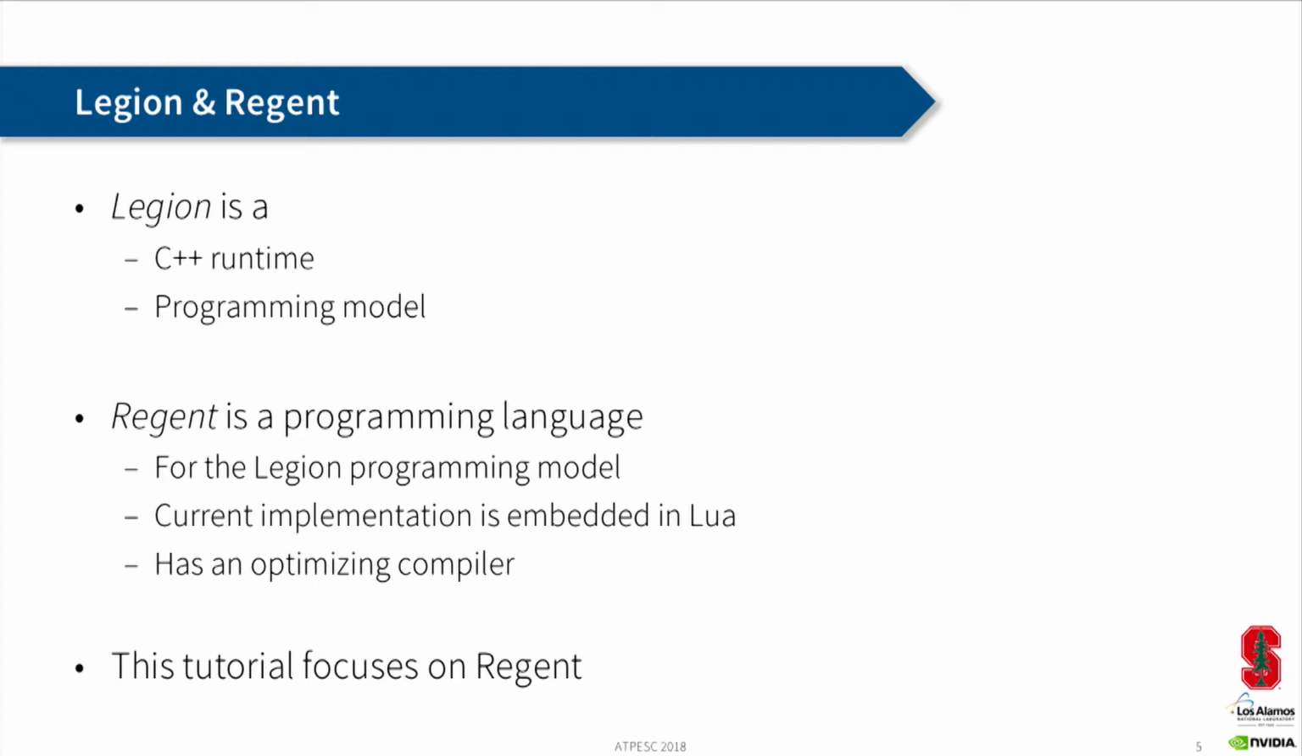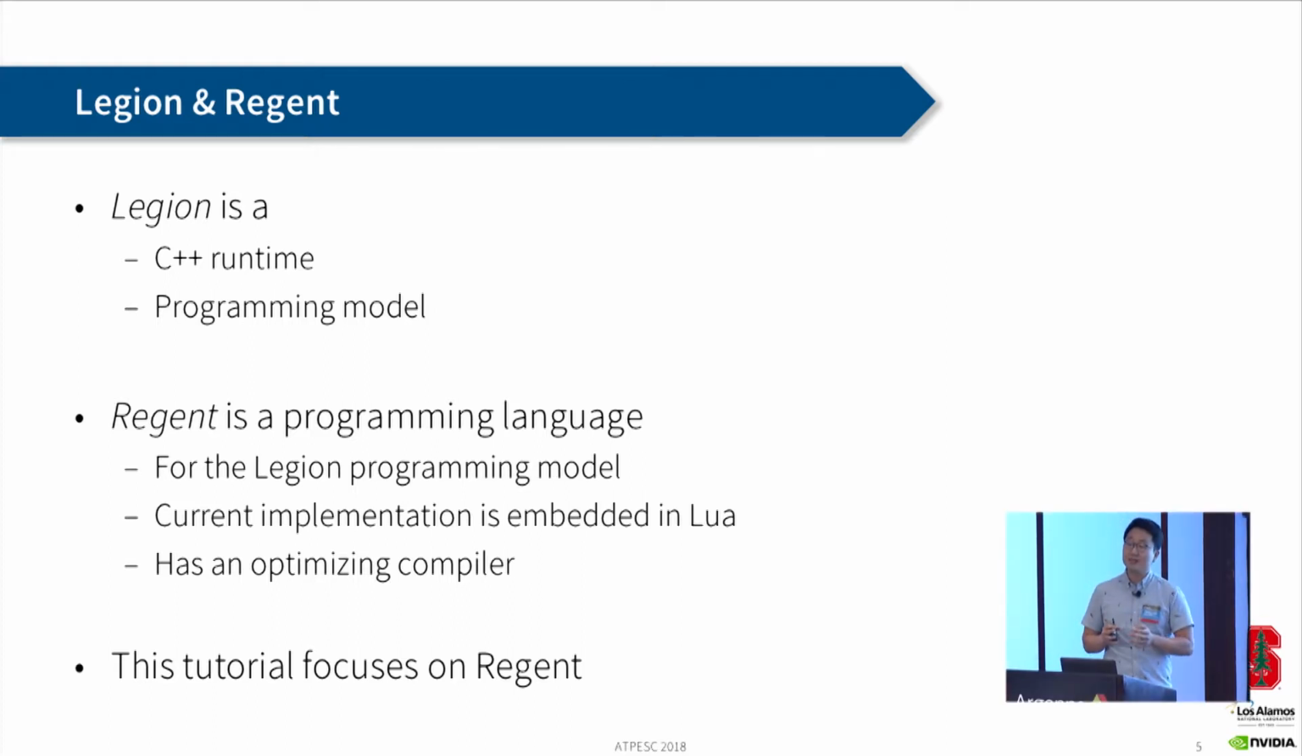So because of that, we also made a high-level programming language called Regent. So Regent is a faithful implementation of the programming model, and we implement this language in Lua, which is a bit unusual because most compilers are written in C++ or C. And our Regent has an optimizing compiler, so if you write a vanilla Regent program, the compiler will generate an idiomatic Legion application out of your program.